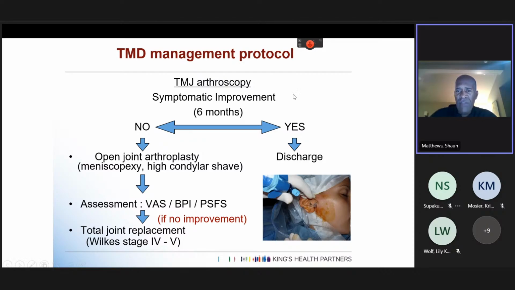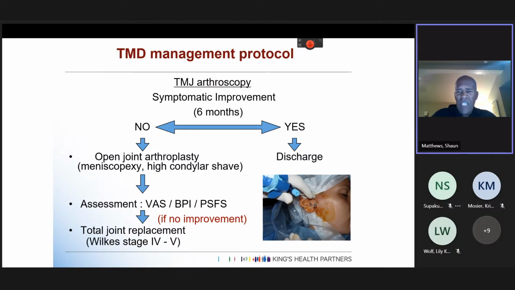If the answer is yes, they're better, then I will discharge the patient from my care on the right arm of the algorithm. If the answer is no, then and only then will I pick up a surgical scalpel and do some kind of invasive procedure, some kind of an open joint arthroplasty in that patient's joint.